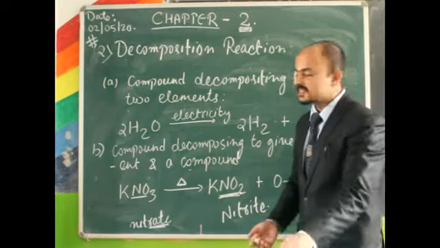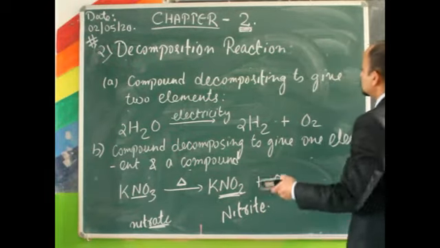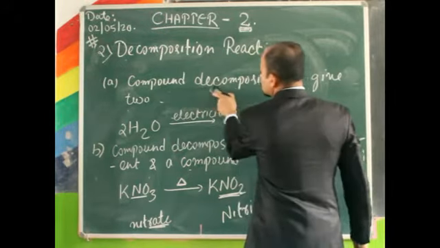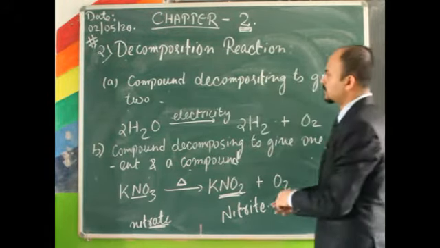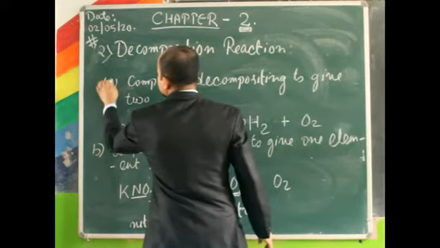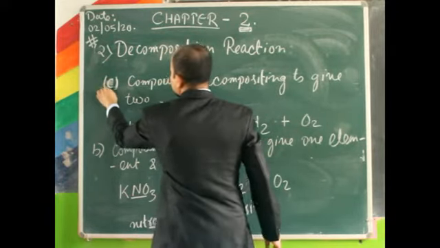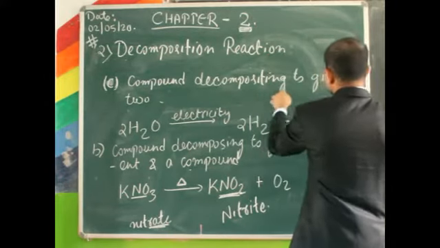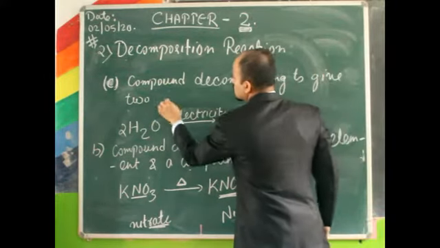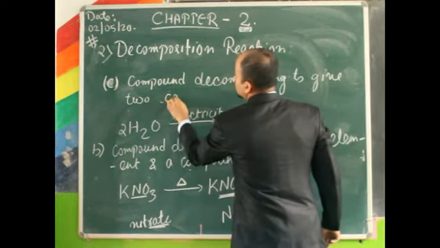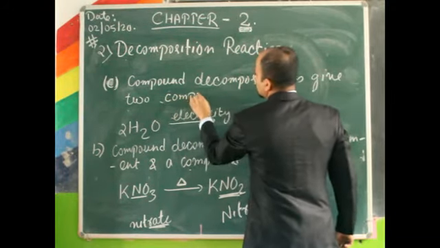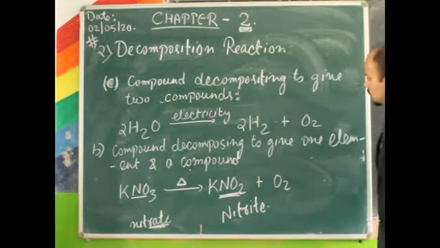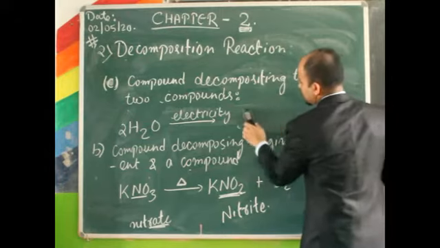Now the third type is compound decomposing to give two compounds. Now this is the third type under decomposition reaction, compound decomposing to give two compounds. Okay, so let's discuss it with an example.